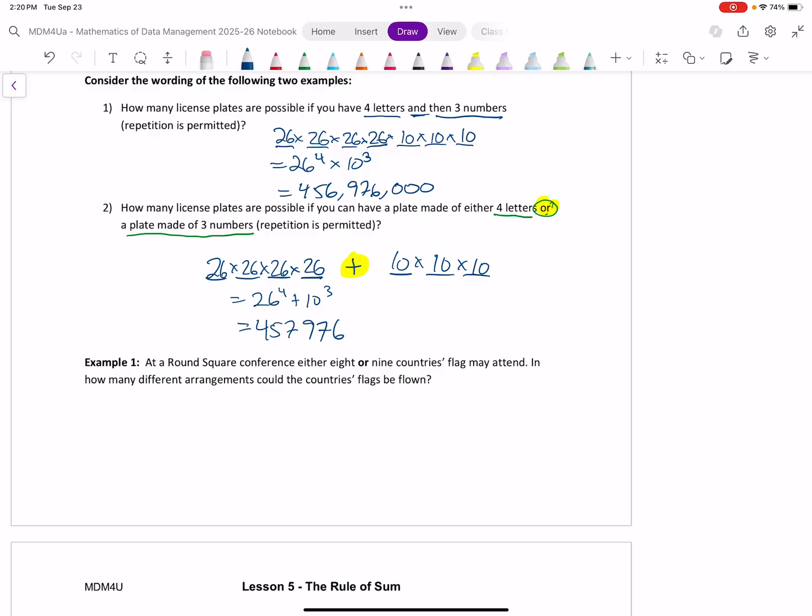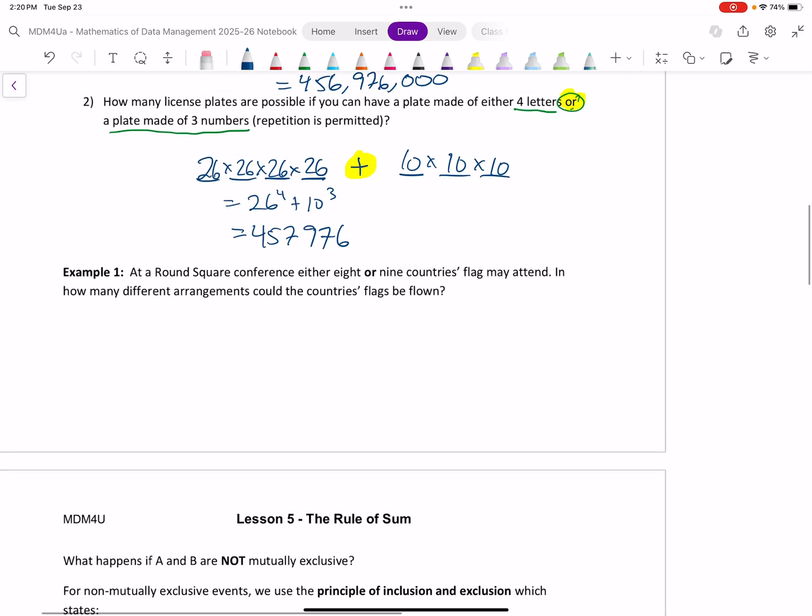If you see or, you're going to be adding. Let's look at another example down here. It says at a round square conference, either 8, and again, or 9 countries' flags may attend. In how many different arrangements could the countries' flags be flown?